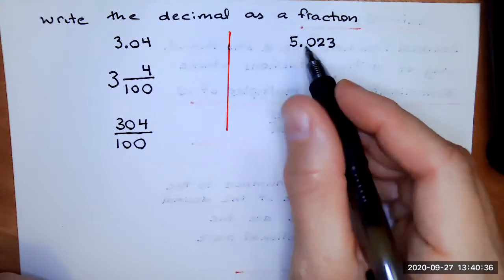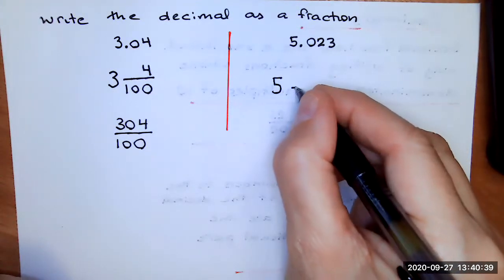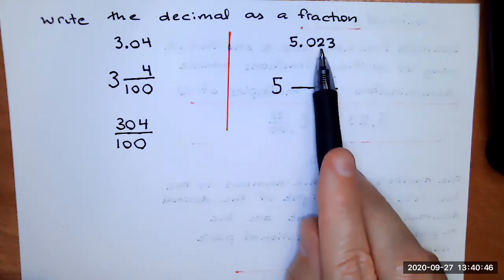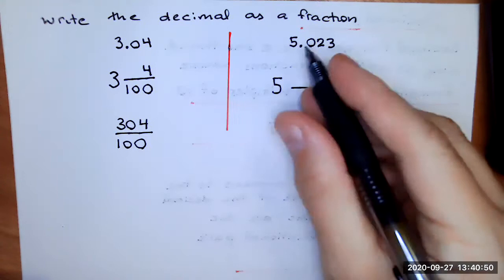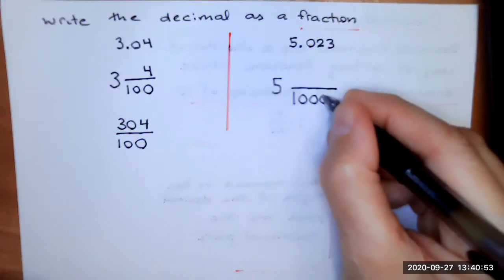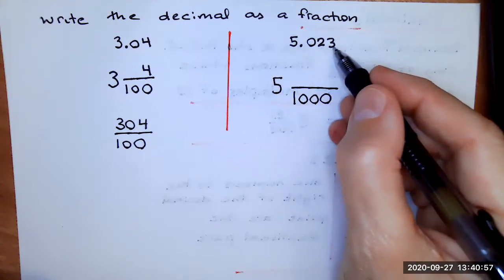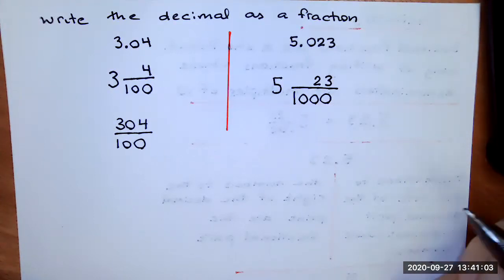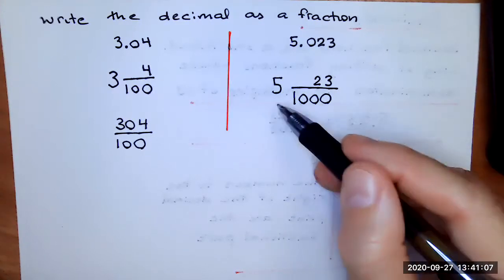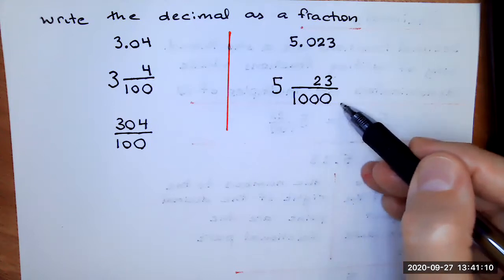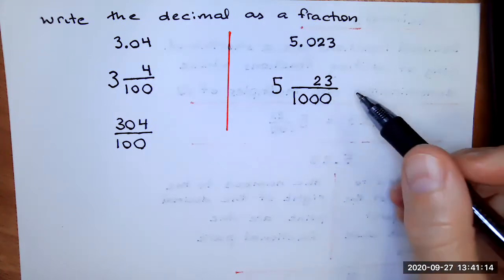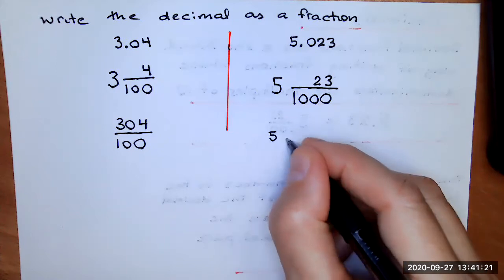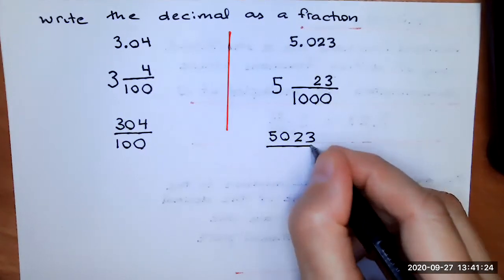All right, so 5 is your whole number. Then you count the number of places behind the decimal point. So that's tenths, hundredths, thousandths. So the denominator is going to be 1,000. And the numerator is going to be 23. So you could either convert this to an improper fraction the regular way: 5 times 1,000 is 5,000, and add that to 23. Or you can just think of it this way. You write 5023, no dot, over 1,000.